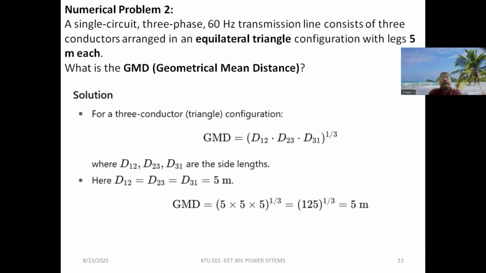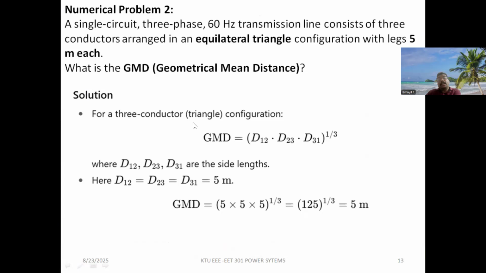It is a three-phase line, but only using a single circuit. So a 60 Hertz transmission line consists of three conductors arranged in an equilateral triangle configuration with legs 5 meter each. In this case, we have to calculate the GMD of the distance. In this case also, one unwanted data is given, that is the frequency. In the earlier problem, the total length of the line was given, which was not required for the calculation. Similarly, here 60 Hertz is not required.